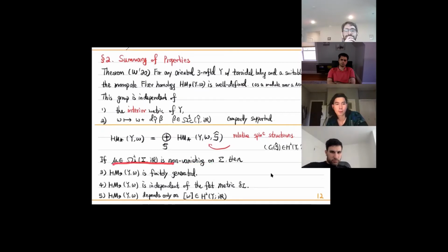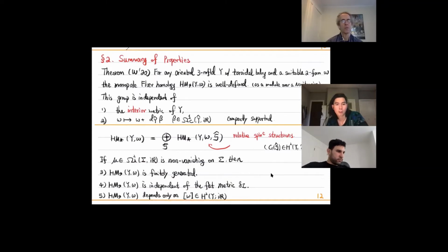Suppose this 2-form mu is non-vanishing on the surface, then this Floer homology group is finitely generated. And this Floer homology is independent of the flat metric of the boundary. Lastly, this Floer homology will depend only on the cohomology class of omega. So the last statement here is slightly stronger than the second one. And because of 4 and 5, in this case, we do have a topological invariant for this pair.